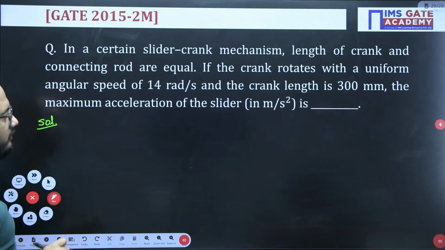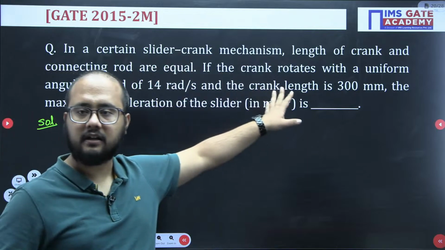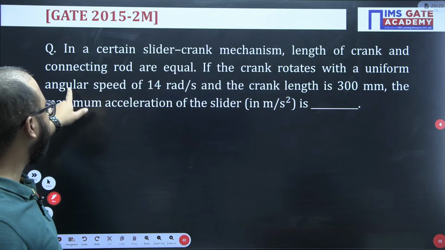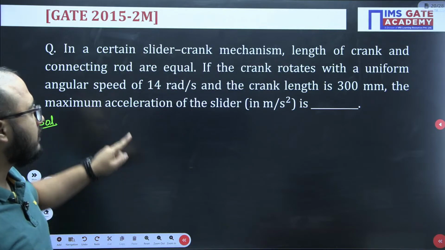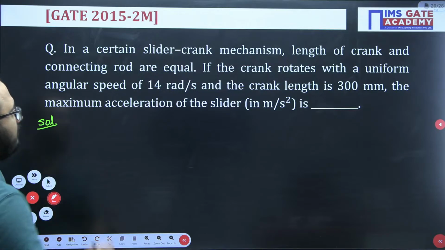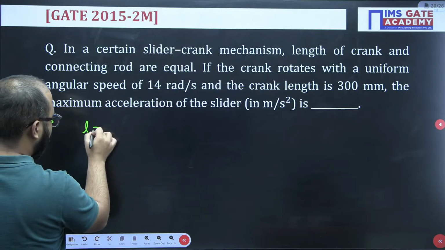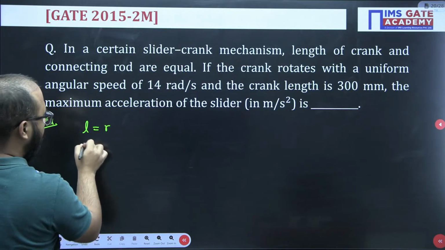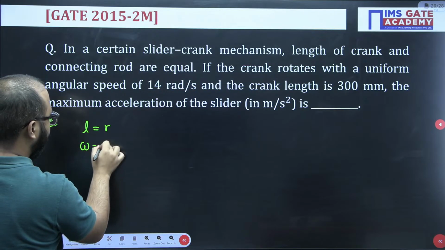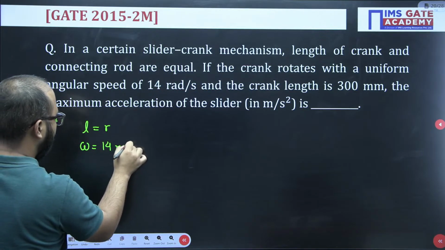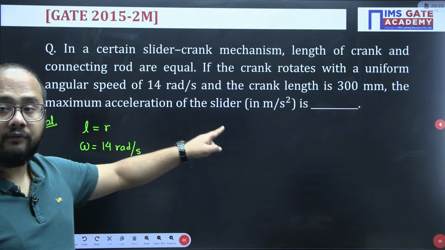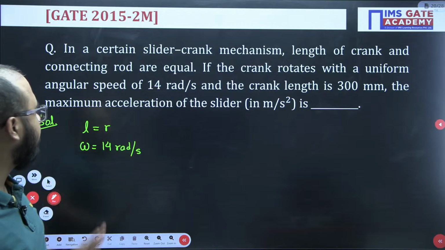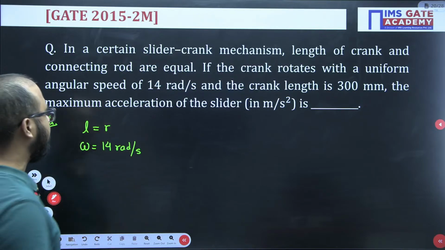Now in the question what they are asking: again a single cylinder crank mechanism they have given. Length of the crank and connecting rod are equal. This is important information. Crank rotates with a uniform angular speed of 14 radian per second. First of all, connecting rod and crank length are equal. Omega of crank they have mentioned as 14 radian per second. Okay. Now what they have given, the crank length is, let's suppose 300 mm. The maximum acceleration of the slider.